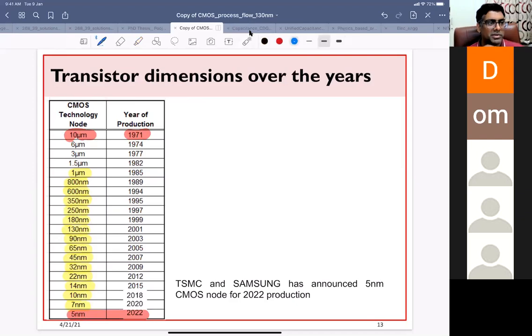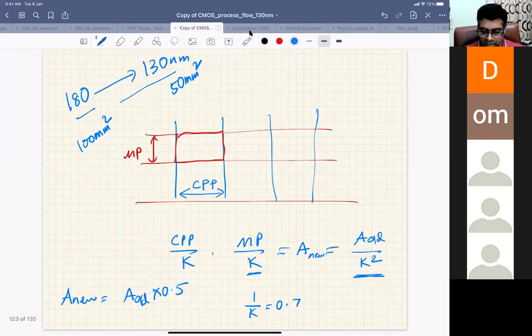Basically, somebody came up with a name. Let's say I'm talking about the 800 nanometer node now, and the company wants to go to the next CMOS node. This is where the famous 0.7 factor comes from. We call it Moore's law. Moore proposed that the number of transistors in the same area will double every new generation. So from there, this 0.7 came into the picture.